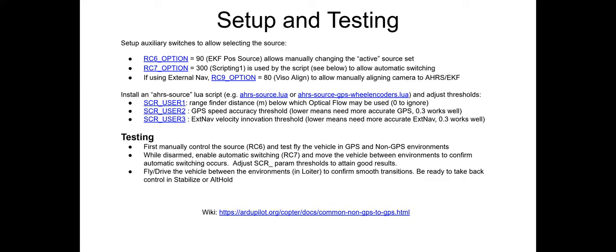Also, if you're using external nav, like Intel T265, you might want to set up a third auxiliary switch to be 80, which is for the yaw realignment. It means realigning the yaw of the camera to match the AHRS. So these cameras, their heading is a bit arbitrary. If you point it south and then power up the camera, it will think that zero is south. So to allow you to realign the yaw of the camera with, for example, a compass, you might want to use RC option 80, which does that alignment.